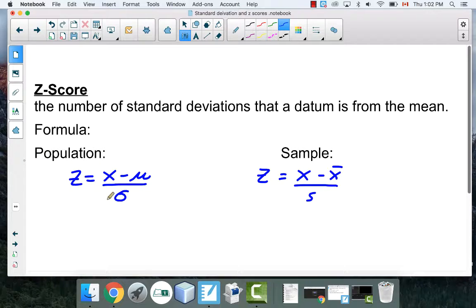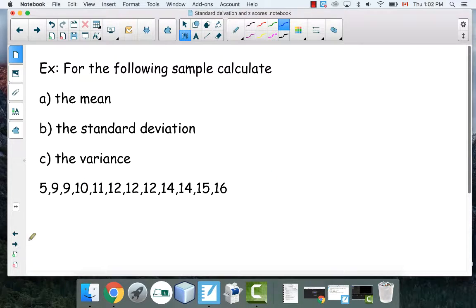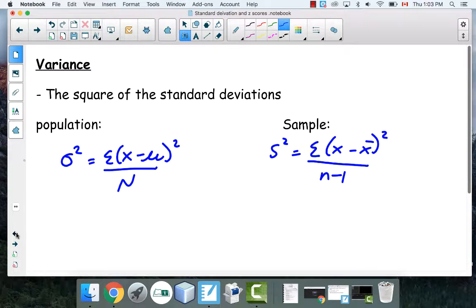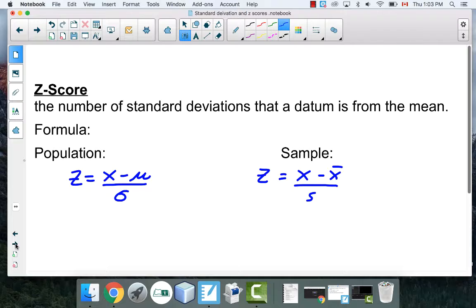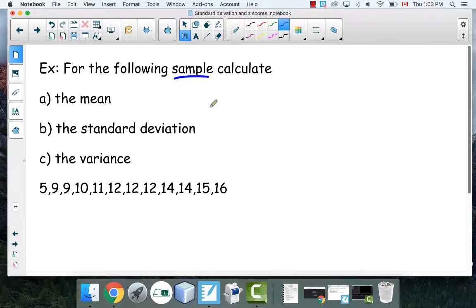Okay, so we've got the formulas we need. Let's try out an example here. So in this example, I've got a sequence of numbers here. So it's 5, 9, 9, all the way up to 16. We're going to do a couple things. First thing we need is a mean. And the mean is part of our equation. So the mean right here is part of both of these. So I need the sample mean or the population mean, depending what I'm working with here. So this one is a sample. So the nice thing about the question is it told us exactly what it is. So we're going to get the mean first.